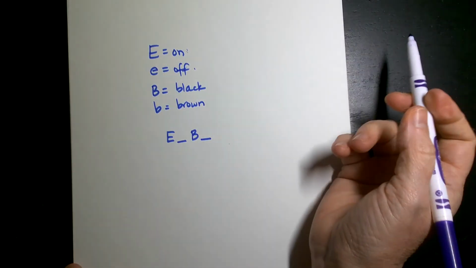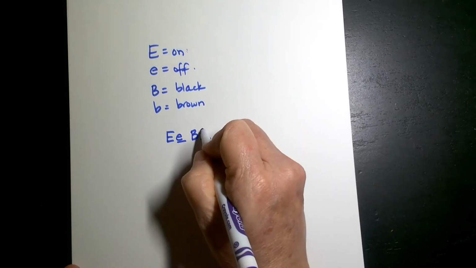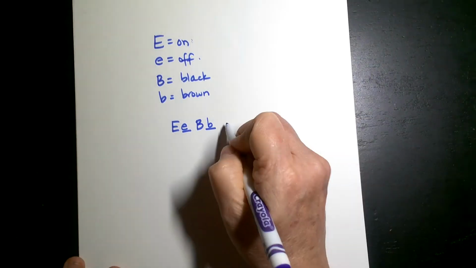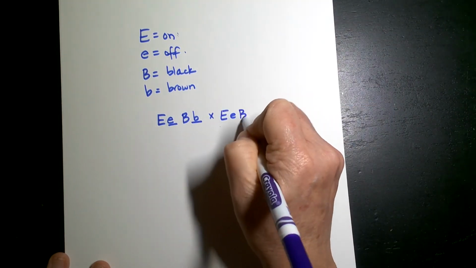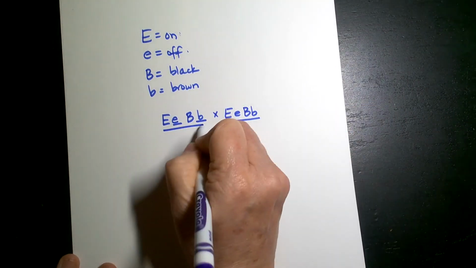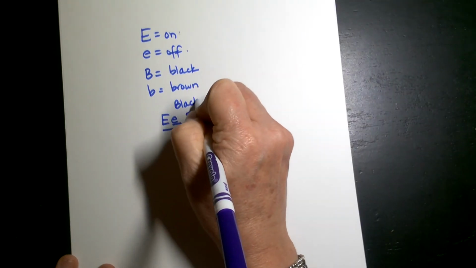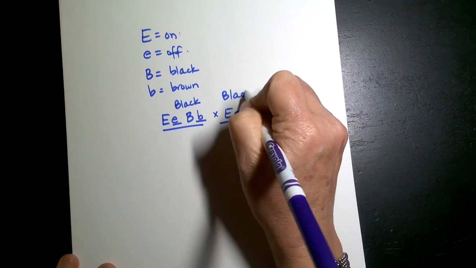The capital E is always dominant. So I'm going to make them both heterozygous. So I'll make it big E, little e, big B, little b, and then big E, little e, big B, little b. Okay, so both of these labs are black. So this is a black lab times a black lab.